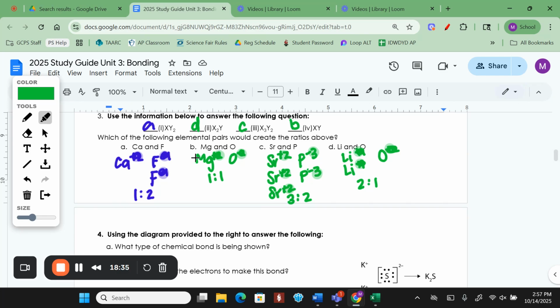Last but not least, Li is plus 1, O is negative 2. So we have 2 positives, 2 negatives. That's a 2-to-1 ratio. That puts it at D.